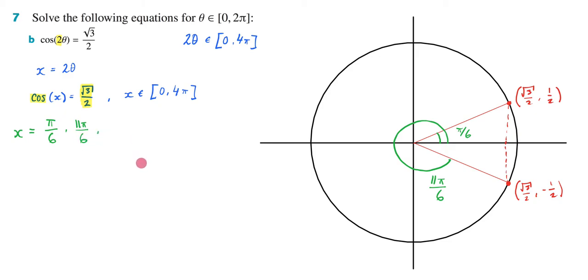Now, you might think we're done, but we're not, because we have gone around our circle once and found 2 values of x. We've gone around 2 pi times. But if you look, our domain is from 0 to 4 pi. So that means we need to go around our circle again to find 2 more values of x.